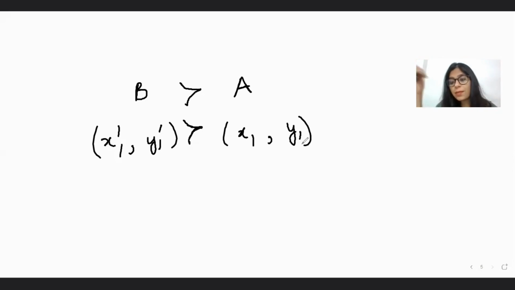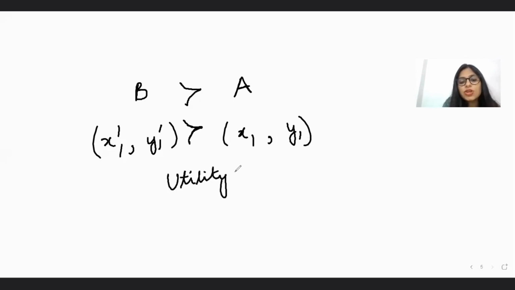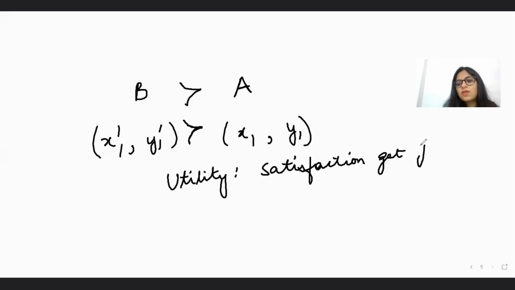B had more pizza, B had more cold drink. Then there is no reason why I should not prefer B over A. Given these two bundles, I will always be inclined towards consumption bundle B. So therefore, I will always go for consumption bundle B. Now, what is utility? Something I will introduce in the next chapter. But if I have to tell you, utility is how much satisfaction you get from consumption. The amount of satisfaction that you obtain by consuming a consumption bundle is utility.